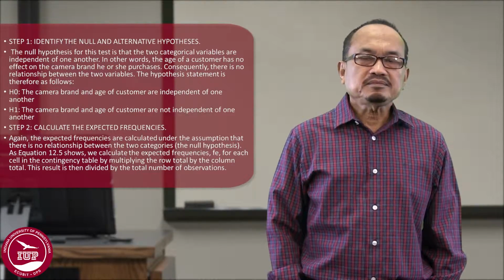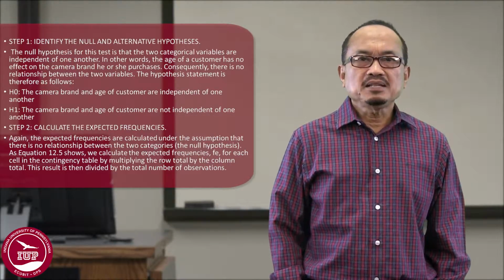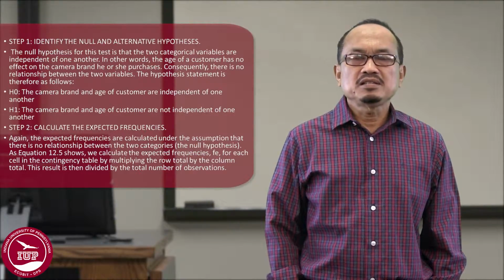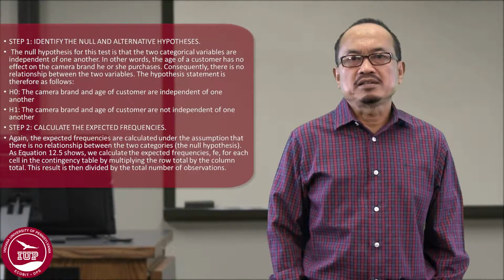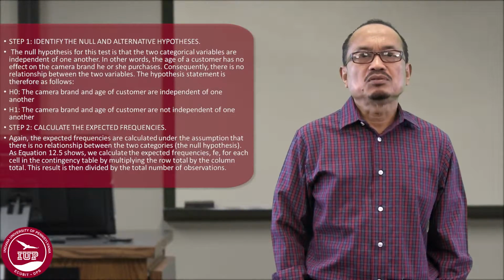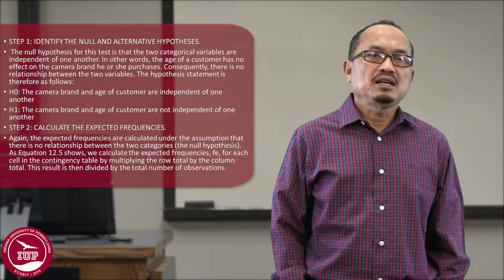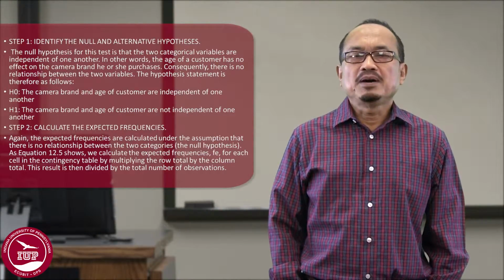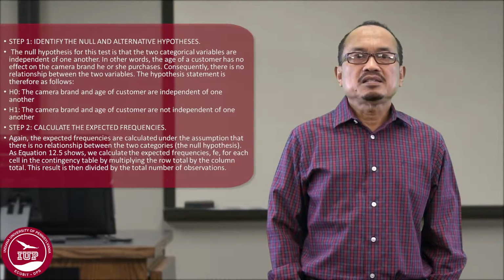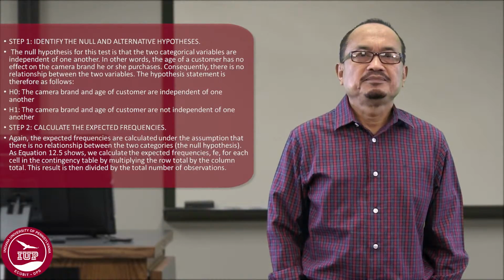Step 2. Calculate the expected frequencies. Again, the expected frequencies are calculated under the assumption that there is no relationship between the two categories, or the null hypothesis. As Equation 12.5 shows, we calculate the expected frequencies, or FE, for each cell in the contingency table by multiplying the row total by the column total. This result is then divided by the total number of observations.